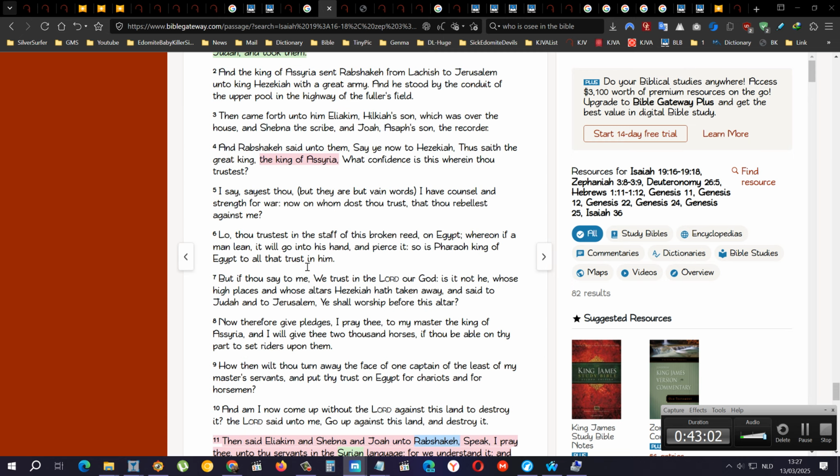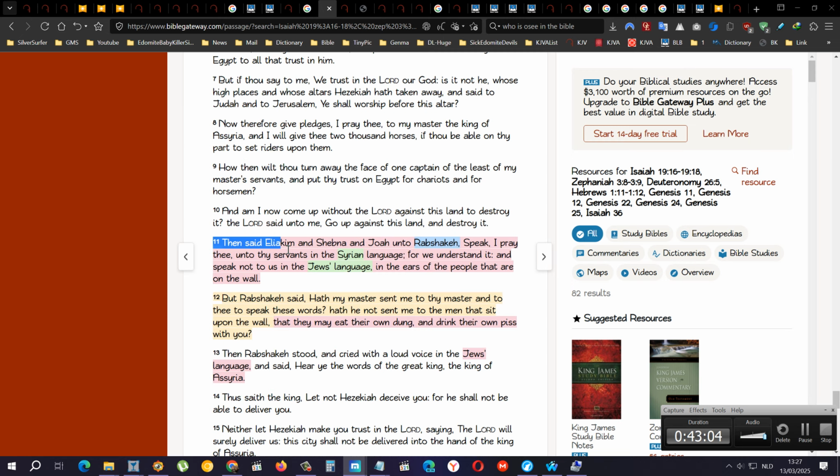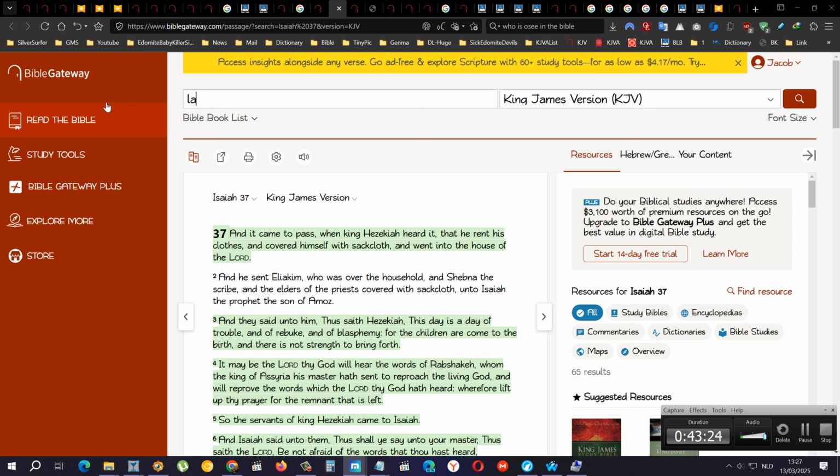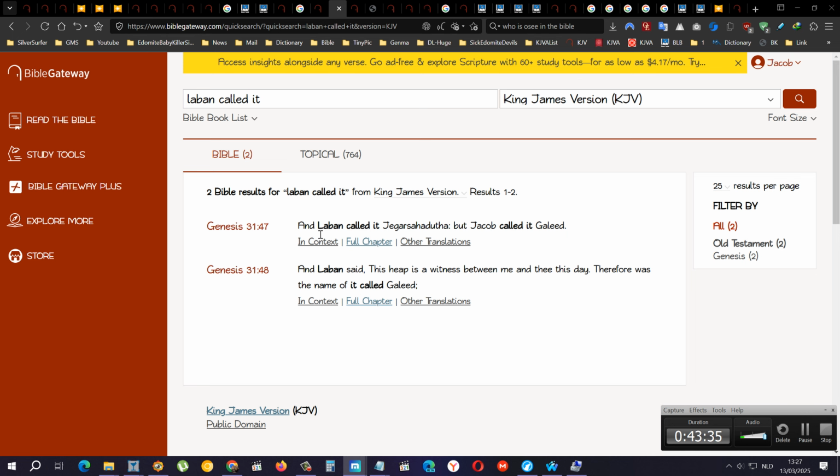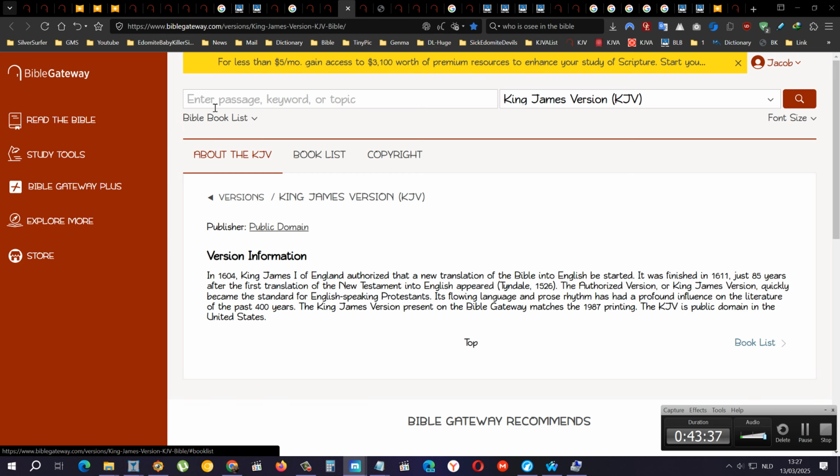And here you have Isaiah 36:11. Then said Eliakim and Shebna and Joah unto Rabshakeh, speak, I pray thee, unto thy servants in the Aram language, which is the same language that Laban spoke. And who is Laban? Laban is called Laban the Syrian in Genesis 25.